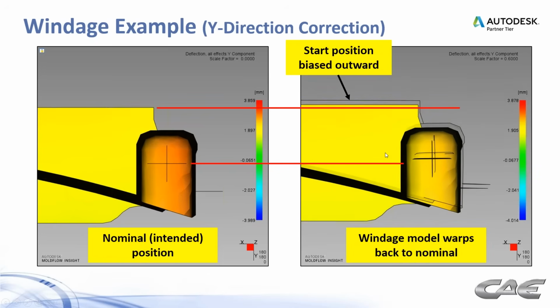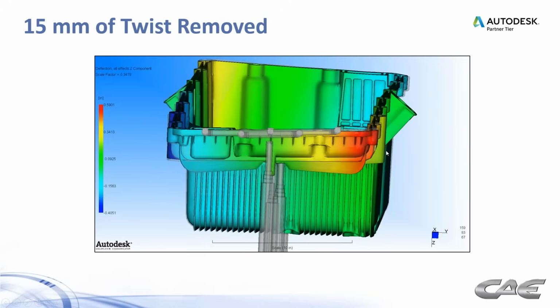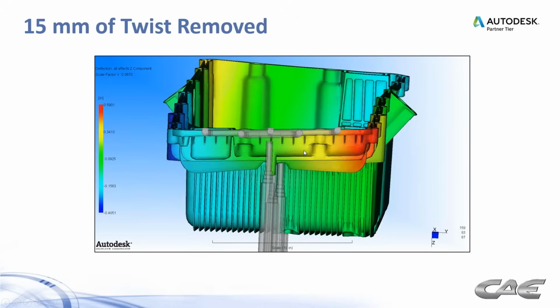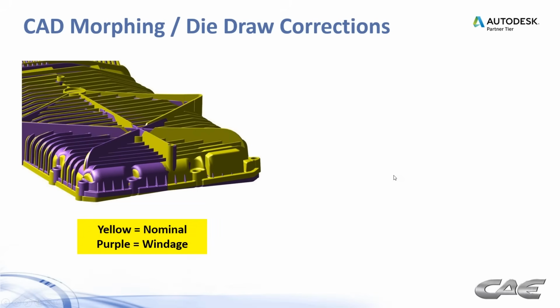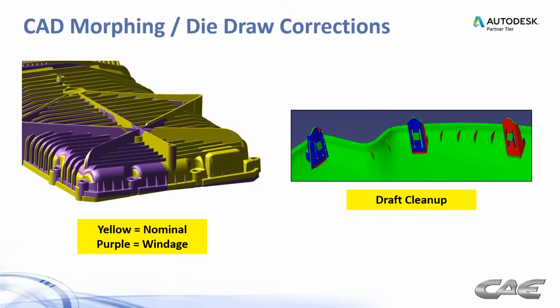So that's great. In simulation world, we're able to, in this case, even remove as much as 15 millimeters of twist. Looks great in simulation, right? But the real trick is in the CAD morphing, because there are some corrections that have to be done to make it toolable. And one of those corrections is die draw.